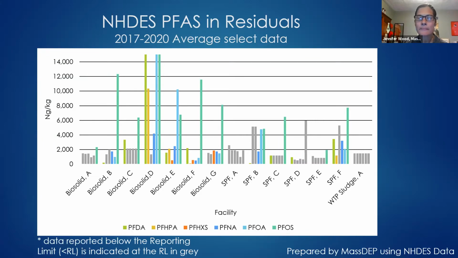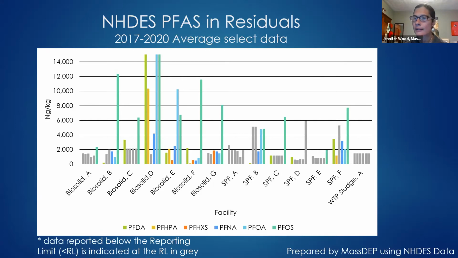Now, a reporting limit is the data value that a laboratory is reporting comfortably, the lowest value of data. The lowest value that they deem to be accurately reportable. So the gray bars represent data that is indicated at less than the reporting limit, indicated here at the reporting limit in gray. Other values, you can see a spread.